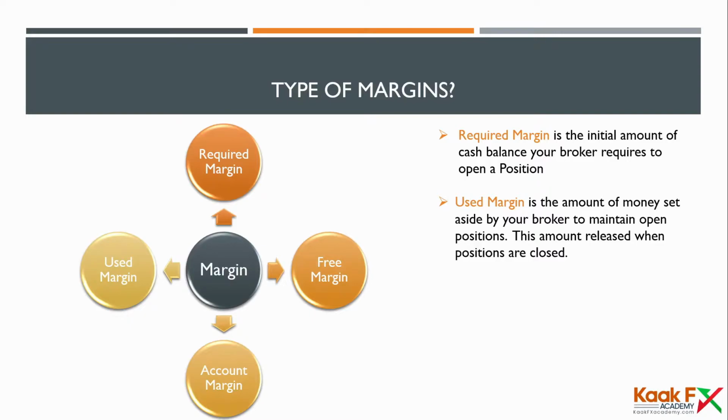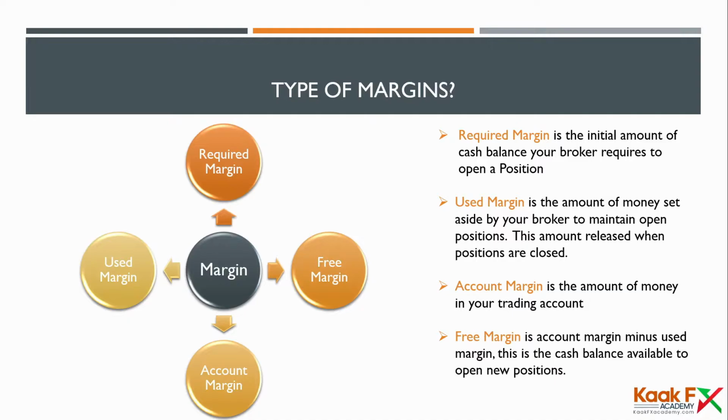Account margin is the amount of money in your trading account. Free margin is the account margin minus the used margin, the balance available to open a new position. For example, if you want to open up a second position, your account margin minus the used margin is how much you have available to trade.